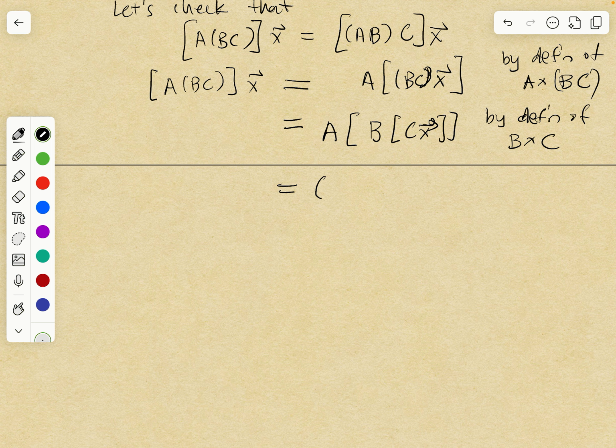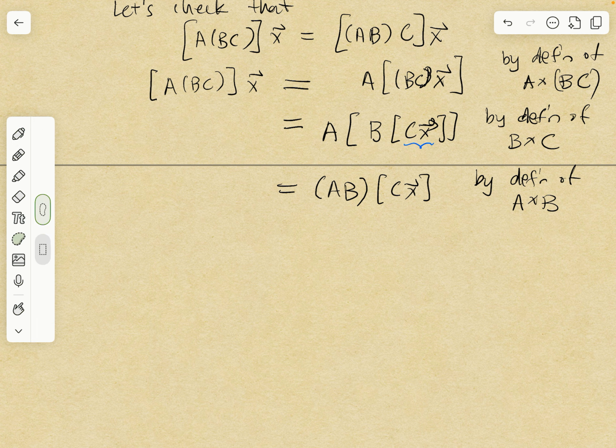And that's the same as taking the matrix AB and multiplying that by the vector Cx. So this is by definition of A times B. Right? I have this vector Cx. When I do B times it, and then A times the result, that composition is the same as taking the matrix AB and multiplying it by that same vector. Okay, so that's why those two are equal.